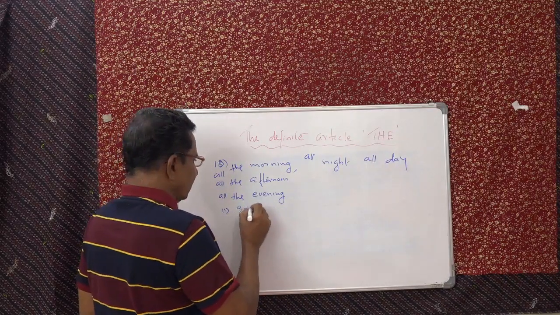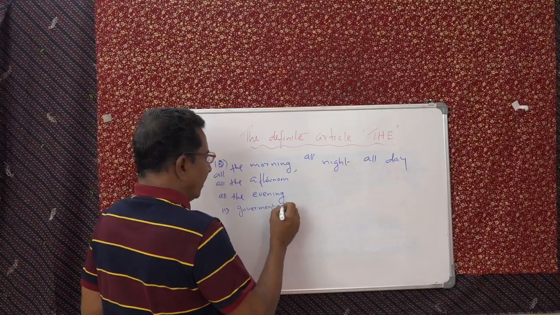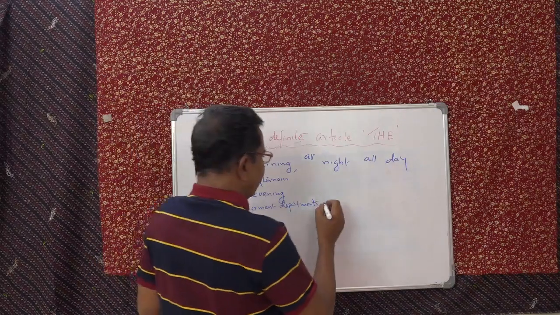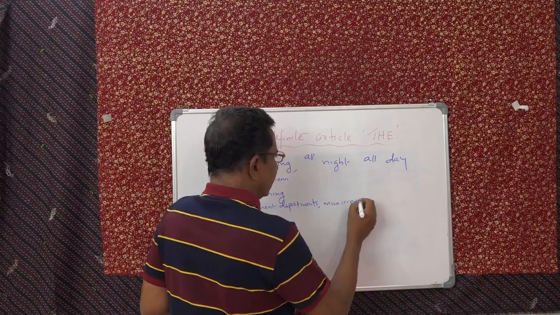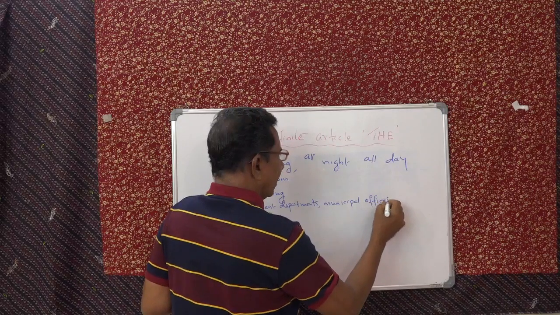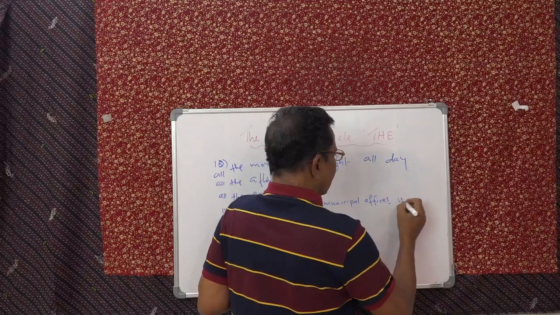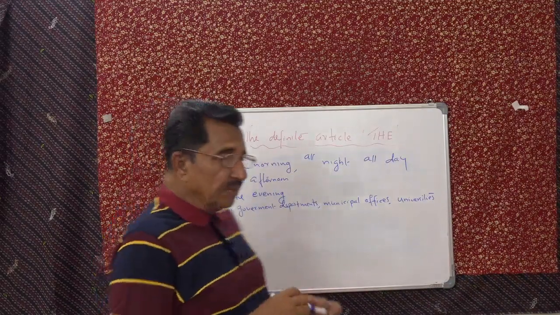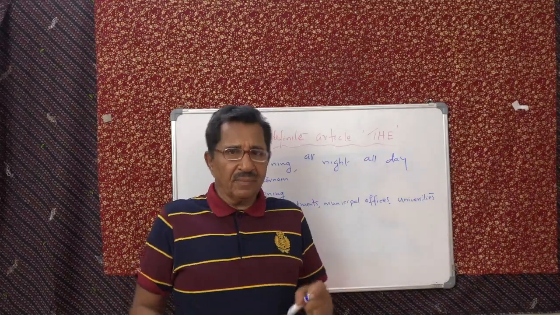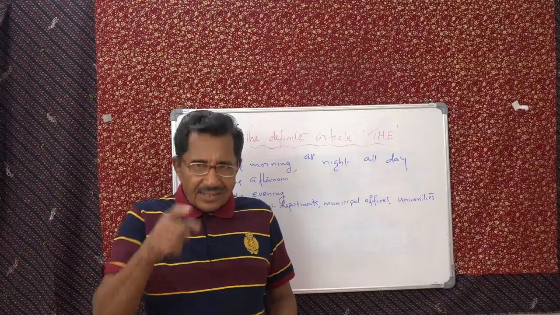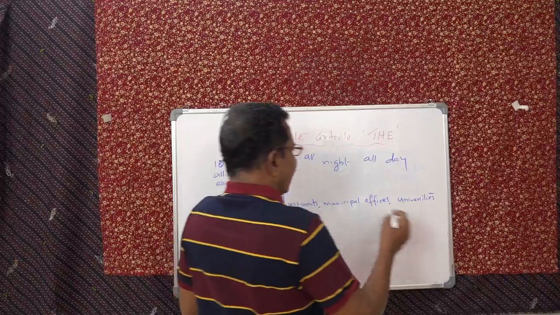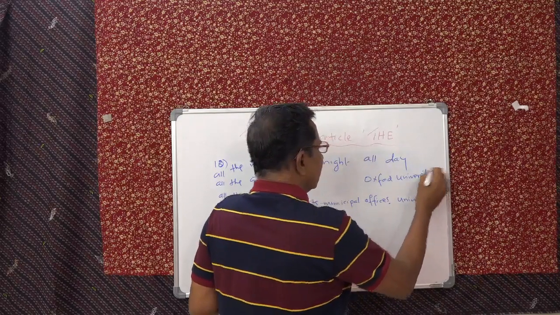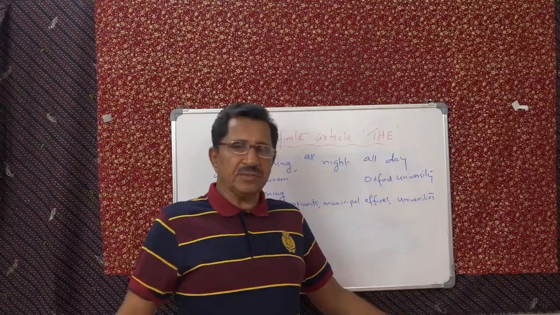Government departments, you can use the. Departments. Then, municipal offices, and others, universities, you should use the. But if the name of the university is like this, Oxford University, don't say the Oxford University, because then it is already specified. That is the point. See, when you say Oxford University, there is no need to say the Oxford University because it is already clear, specific.